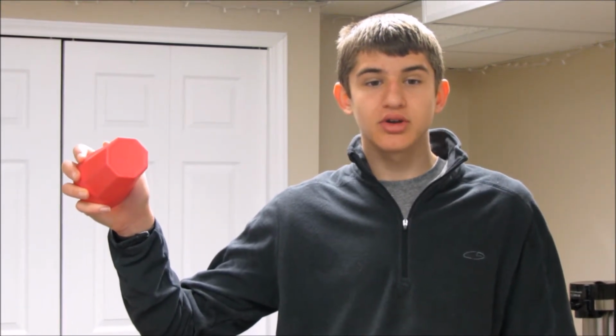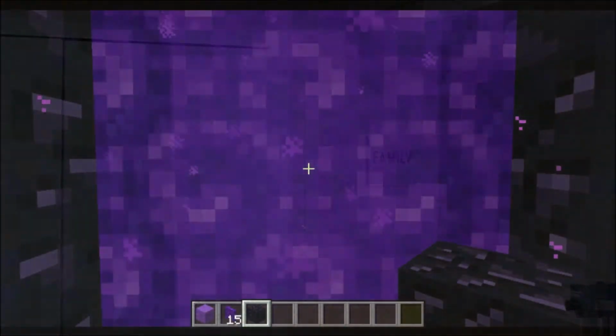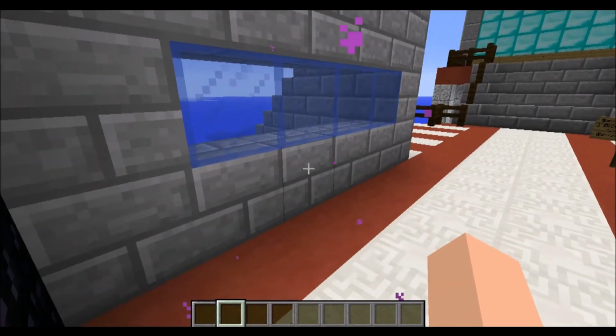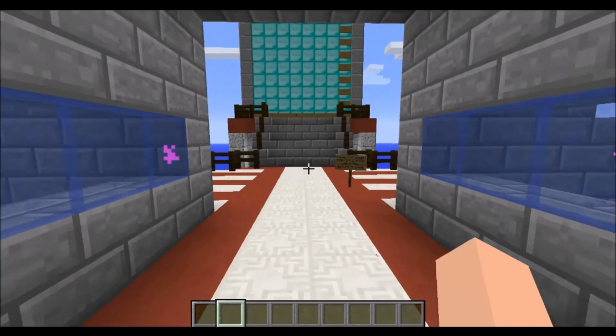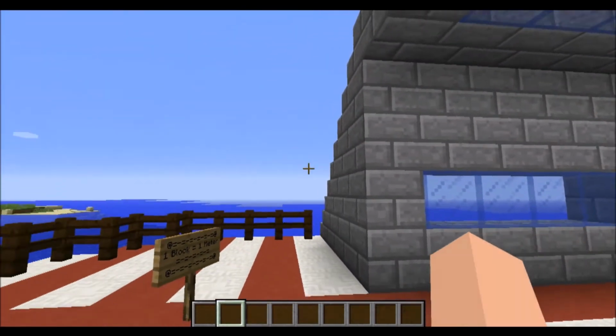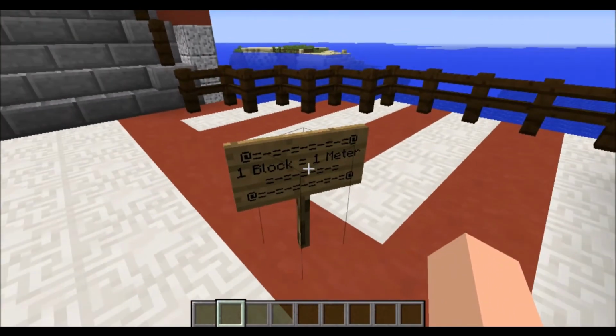Well, now we are going to go to, hey, what is happening? Where am I? What? Why is everything squares? What happened? Where am I? Oh. 1 block equals 1 meter.